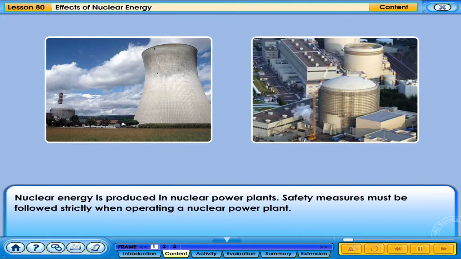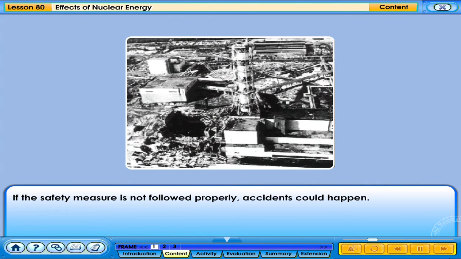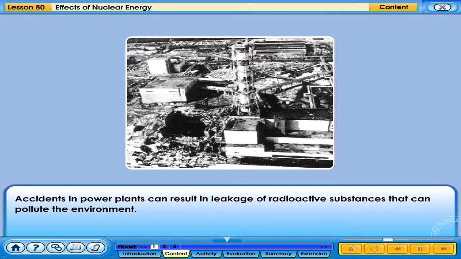Nuclear energy is produced in nuclear power plants. Safety measures must be followed strictly when operating a nuclear power plant. If the safety measures are not followed properly, accidents could happen. Accidents in power plants can result in leakage of radioactive substances that can pollute the environment.